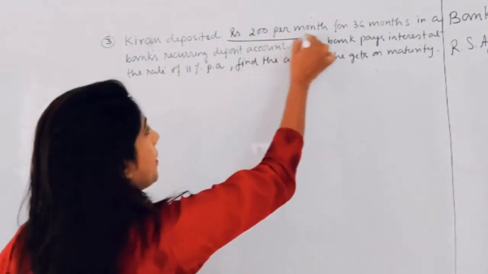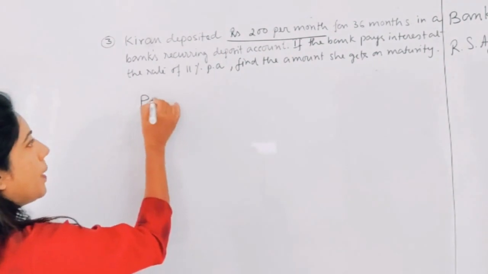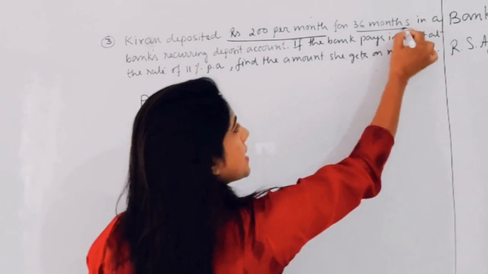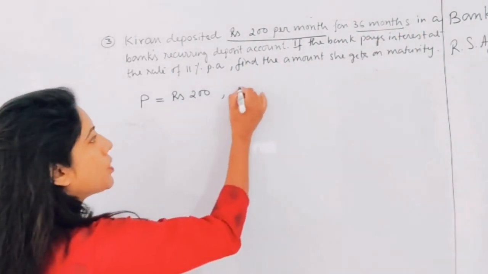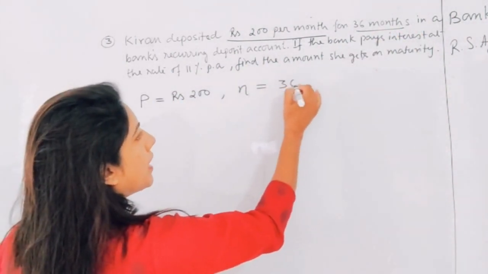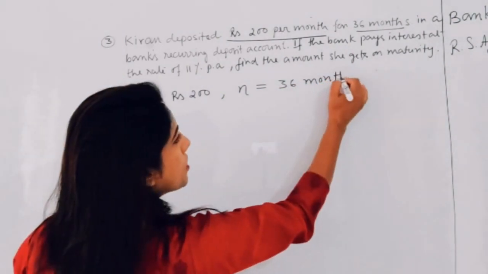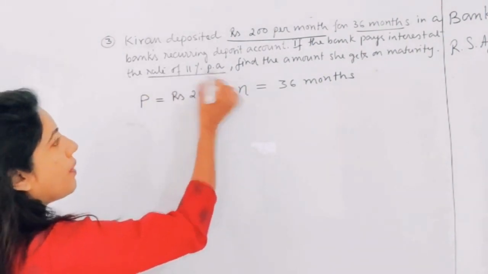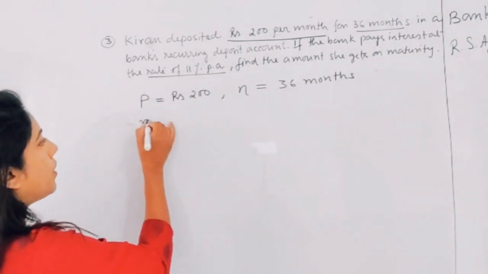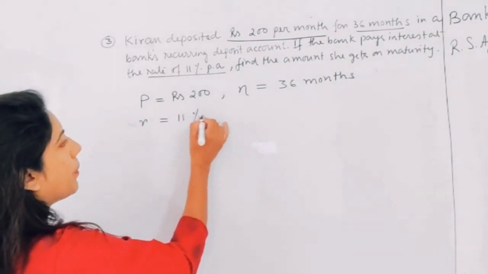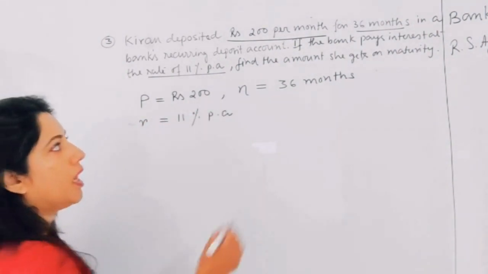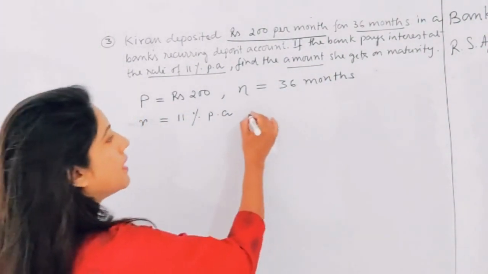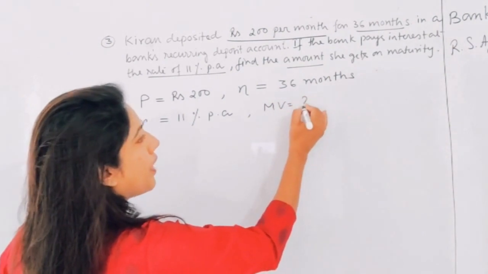First is rupees 200 per month, which is taken as your P. 36 months is the period, denoted by N. It is already given in months, so we don't have to do anything. And the bank pays interest at the rate of 11% per annum. So rate of interest is 11% per annum. So this information is given. You need to find out the amount she gets on maturity. That means the MV we have to find out.